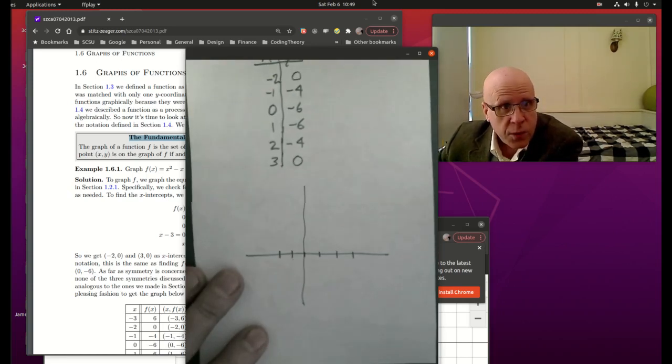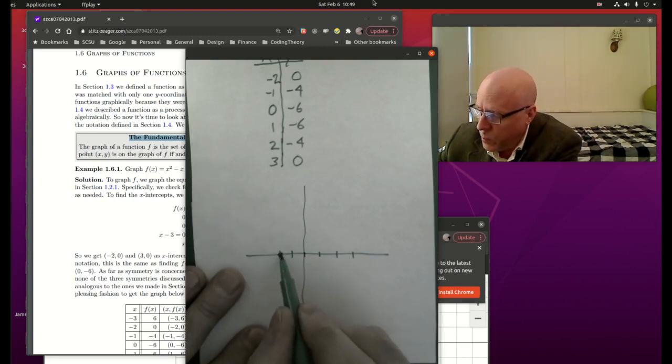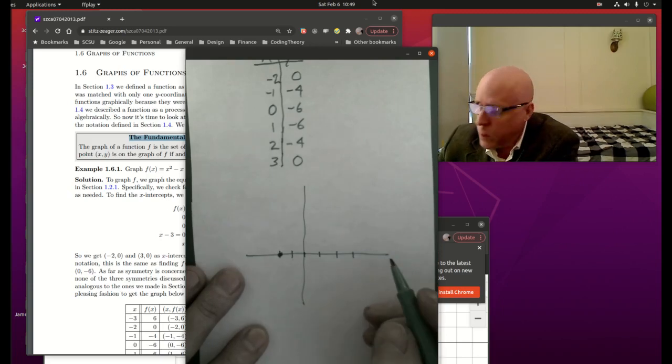The y coordinates that are easiest to plot are the ones where it's 0. So when x was minus 2, we have a 0. And when x was plus 3, we have a 0.